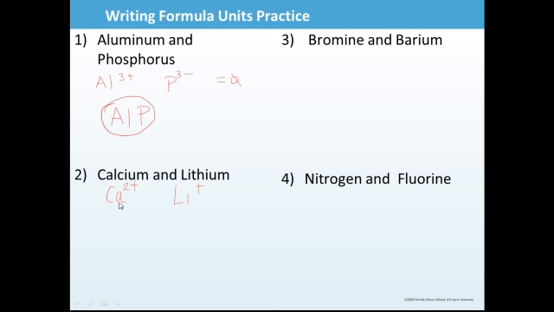I hope you realize this, but we have a plus charge and a plus charge. They cannot form a bond. Two metals cannot form an ionic bond.